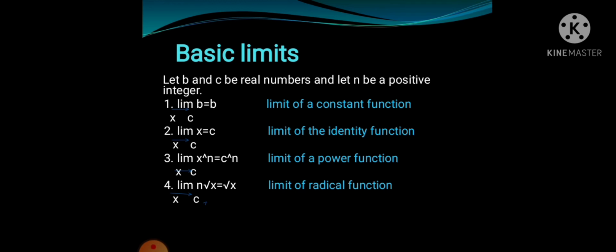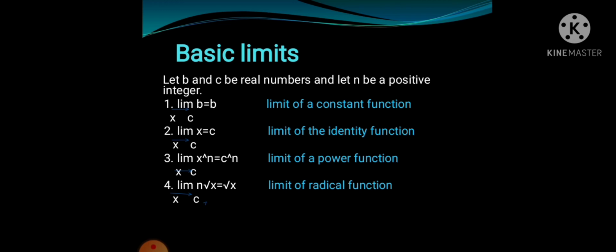Basic limits. Let b and c be real numbers and let n be a positive integer. For number 1, the limit of b equals b, as x approaches c. It is the limit of a constant function. For number 2, the limit of x equals c, as x approaches c. So this is the limit of the identity function.